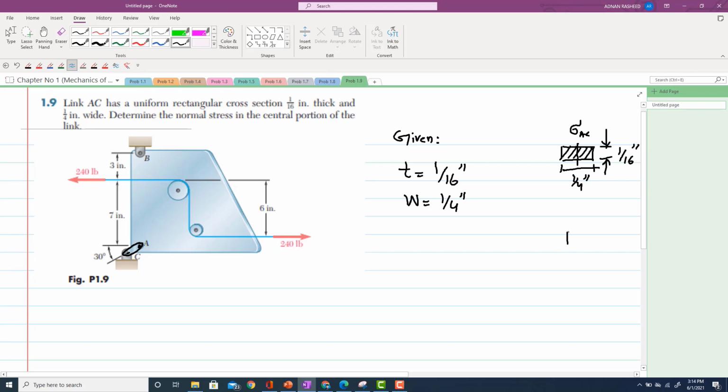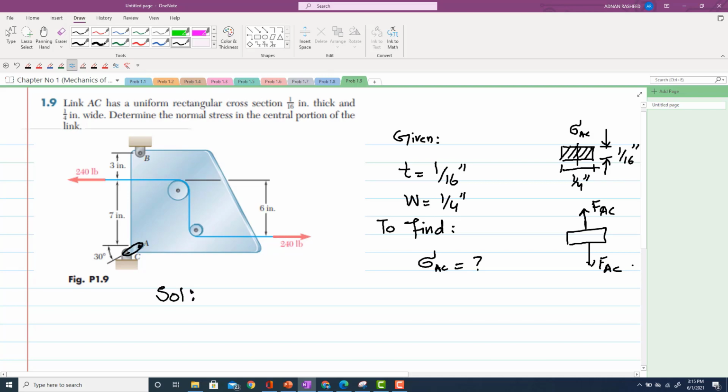Basically this link is subjected to a force, that is FAC. So you have to find the stress in this link. Let me write this also: we have to find the normal stress in AC, in the central portion of this link, which is sigma AC. So let's start with its solution.